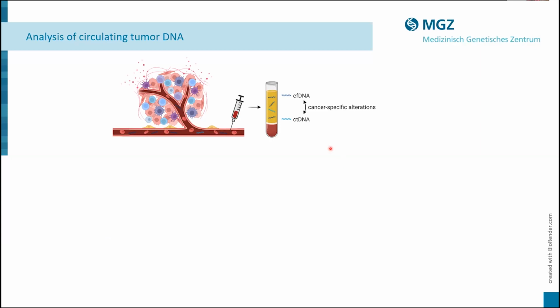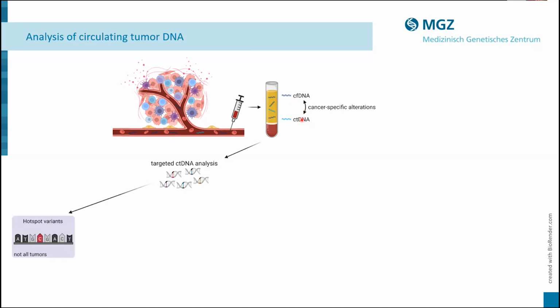In general, all circulating tumor DNA analyses aren't specifically analyzing ctDNA, but analyzing total cell-free or circulating free DNA, and based on cancer-specific alterations, circulating tumor DNA is detected in the end. The most well-established approaches to detect ctDNA are targeted ctDNA analyses to detect hotspot variants. Those can be, of course, ddPCR or digital PCR assays, and also NGS assays.